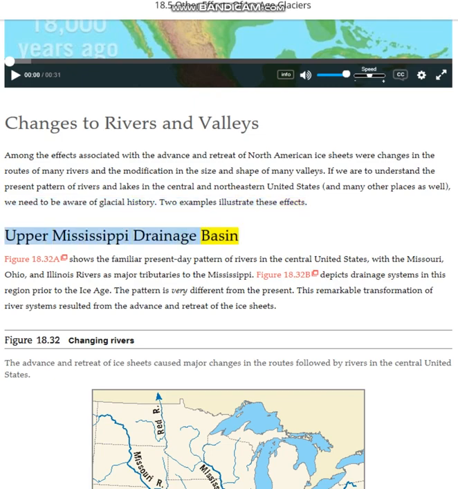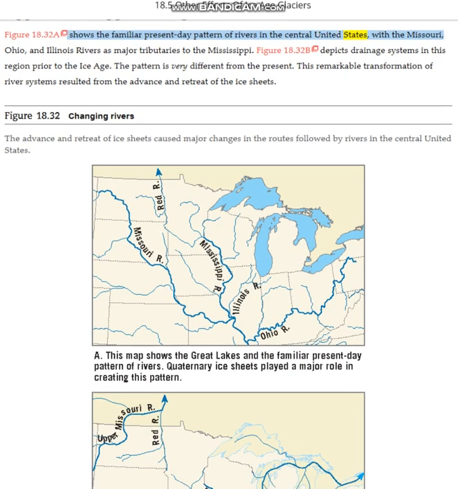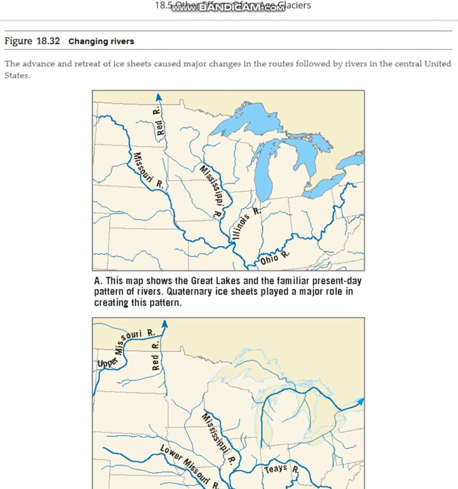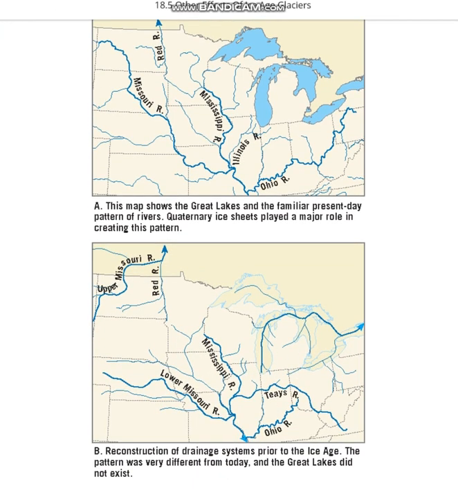Upper Mississippi Drainage Basin. Figure 18.32a shows the familiar present-day pattern of rivers in the central United States, with the Missouri, Ohio, and Illinois rivers as major tributaries to the Mississippi. Figure 18.32b depicts drainage systems in this region prior to the Ice Age. The pattern is very different from the present. This remarkable transformation of river systems resulted from the advance and retreat of the ice sheets.